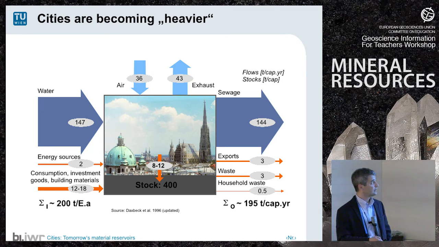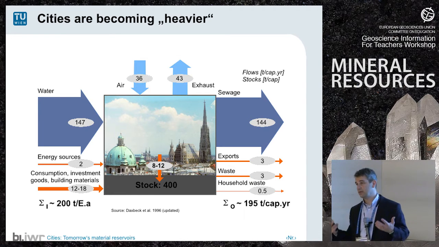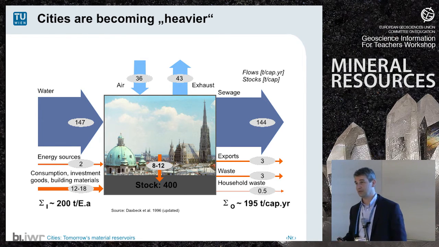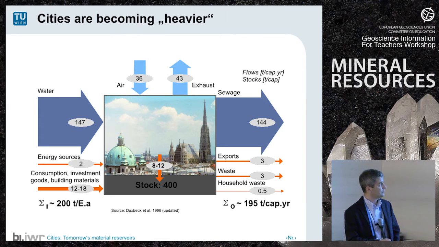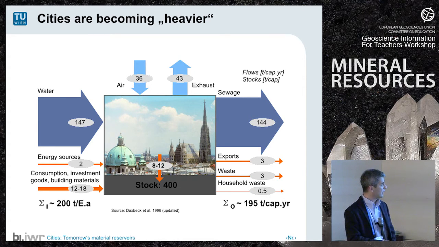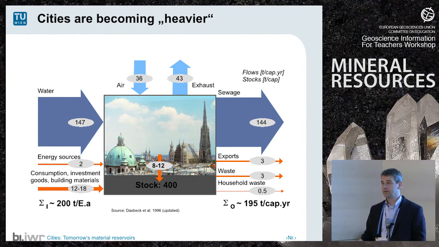Then the next important flow of material is air, but this is not only the air that we use for breathing, it's also the air that we use for combustion processes, and it's the larger amount. And most of this air, also some things that are evaporated, and also the energy carriers, leave the city via the exhaust or the off gas. But then we see we consume around 12 to 18 tons of solid materials per capita and year.